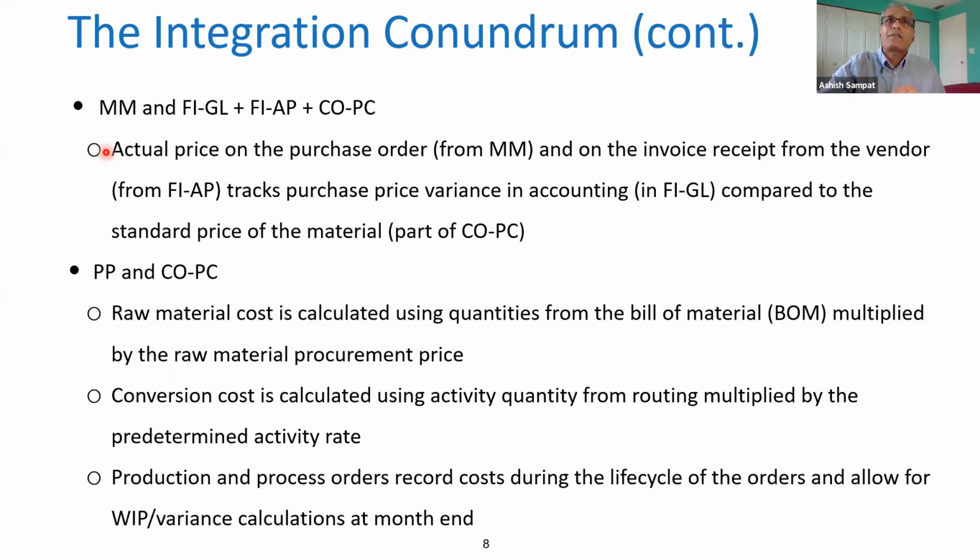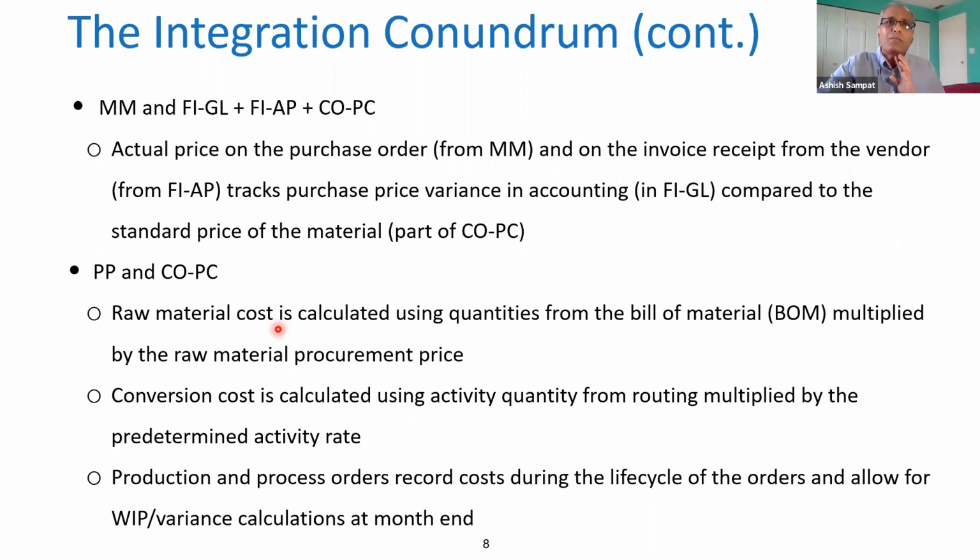And then again, we look at some integration points between FIGL, AP, and COPC. Let's say we are talking about purchase of raw materials. We have goods receipt, we have invoice receipt. Invoice receipt tracks the vendor amounts on the FIAP side, and then price variance shows up, which hits our GL accounts in FIGL when we compare the standard price to the PO price. And that again touches the COPC module. When we look at a goods receipt or invoice receipt, that's just one event, but that one event has to pick up data from so many modules. That's what we're trying to demonstrate here.